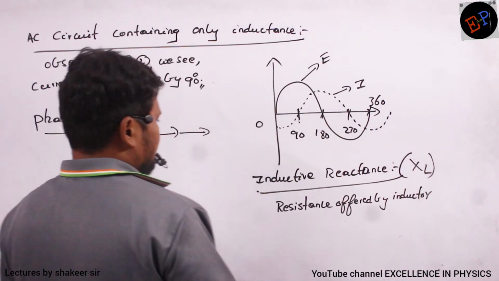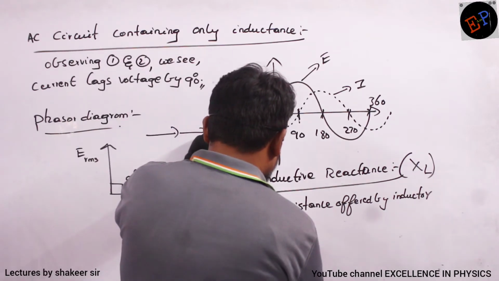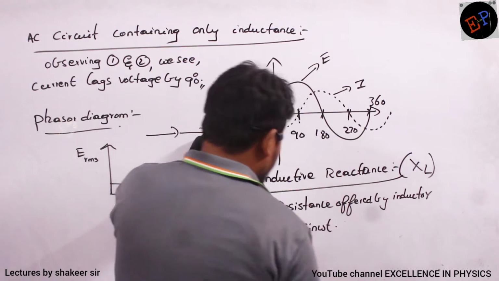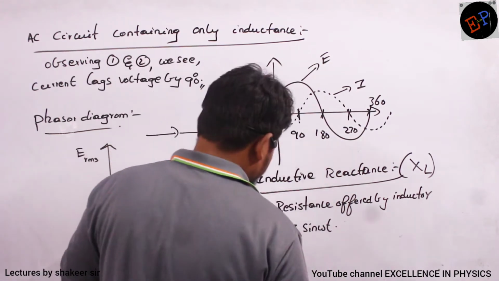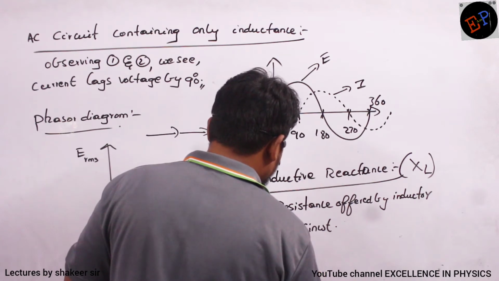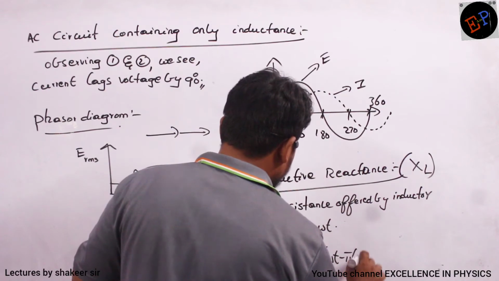Now to calculate this one, we should write the equations of voltage and current. So I is equal to I naught sin omega t. Now what is the equation we got? The equation we got is I is equal to E naught divided by omega L sin(omega t minus pi by 2). This is the equation we got, no?